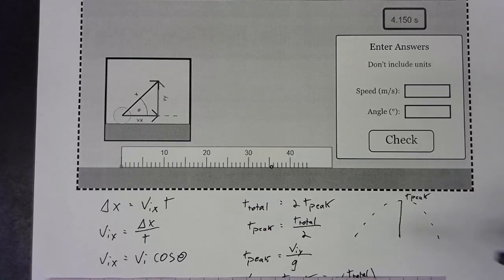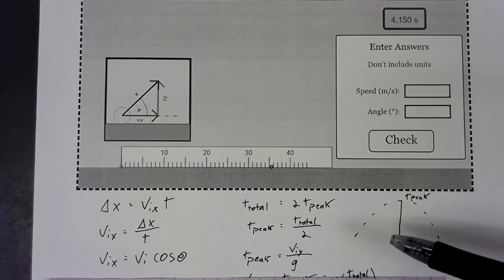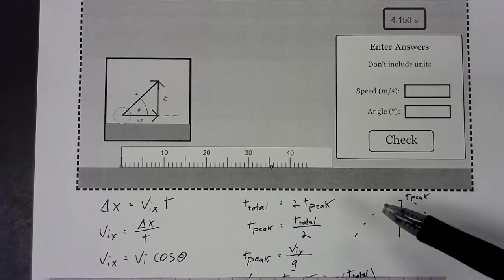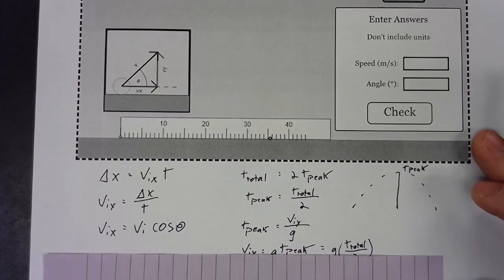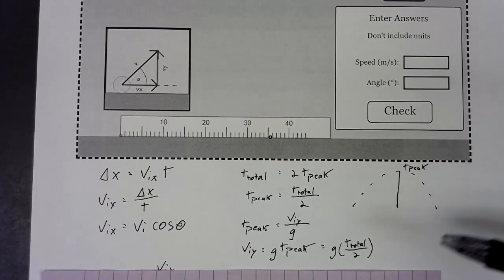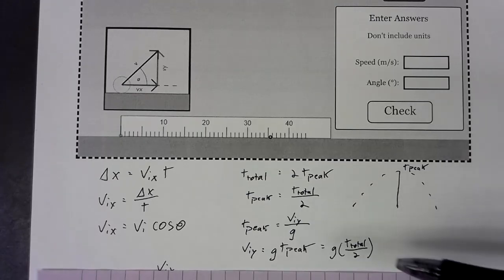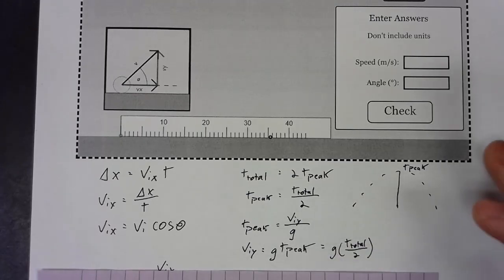Then, thinking in the y direction, we can think in terms of time to the peak. So the total time in air is twice the time to the peak. Then, how long does it take to get to the peak? It's how long it takes the projectile to accelerate in the y direction to 0 with an acceleration of g. So that will help us find our initial y velocity.